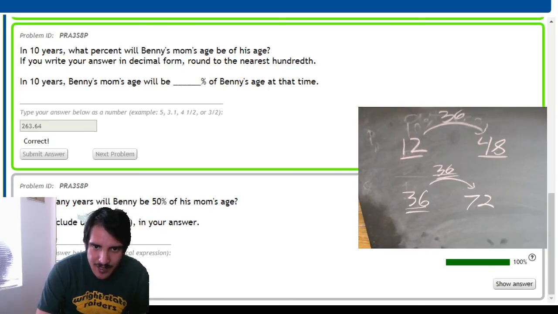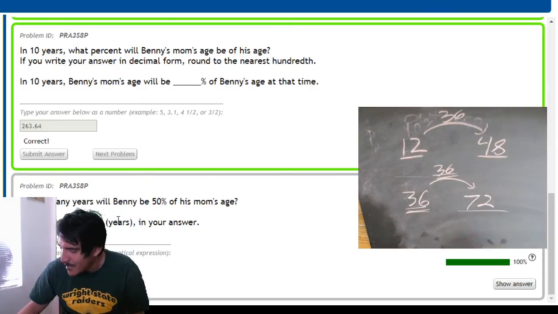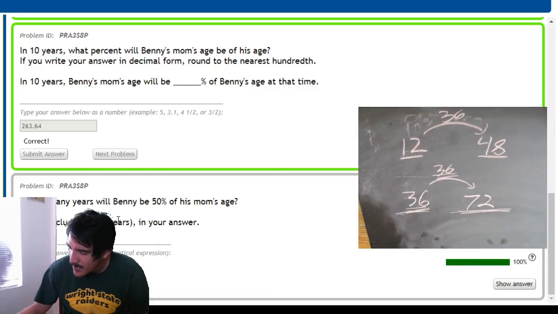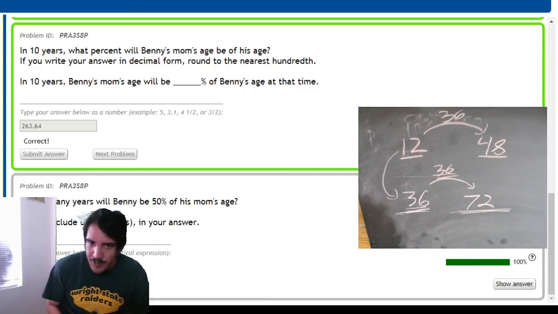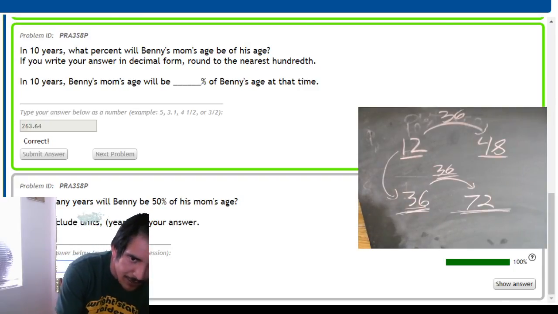So in how many years will Benny be 50% of his mom's age? Well, when he's 36, that will happen. When he's 36, he will be half his mom's age. How many years is that from when he's 12 years old? So you do 36 minus 12. That should be 24.